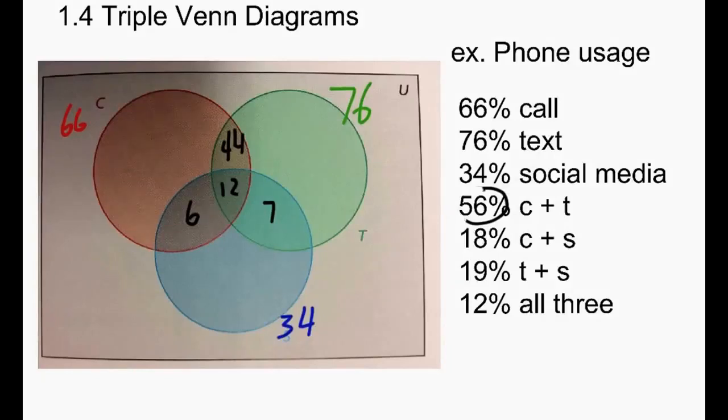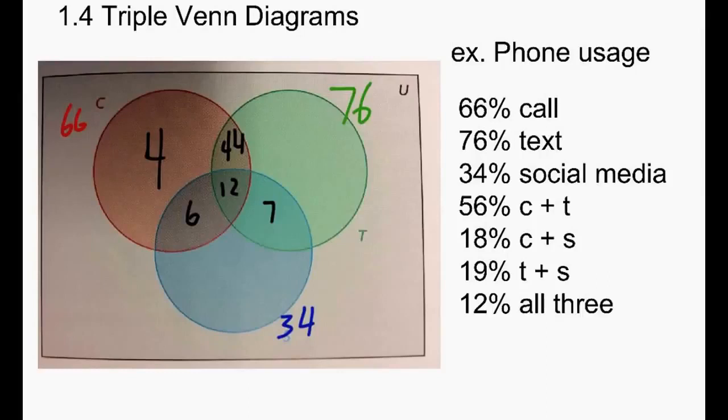Now the rest of the question is pretty straightforward. We would just calculate what the calling only is, what the texting only is, and what the social media only is. And we know the total. We know the total is 66. So then 66 minus the 44 minus 12 minus 6 ends up giving you just 4. So 4 people use their phone for just phone calls only.